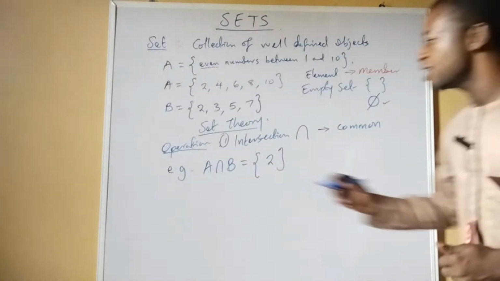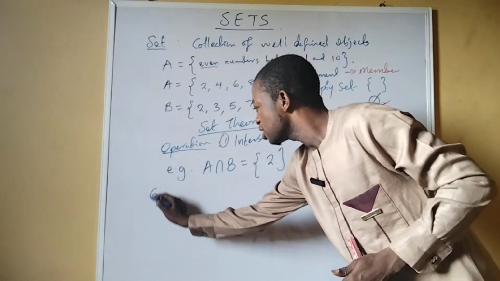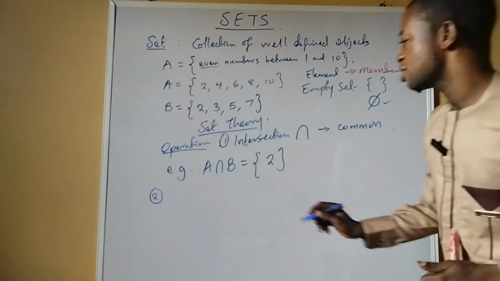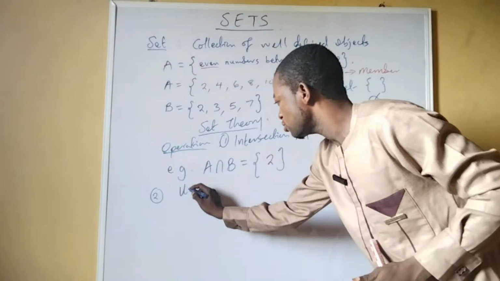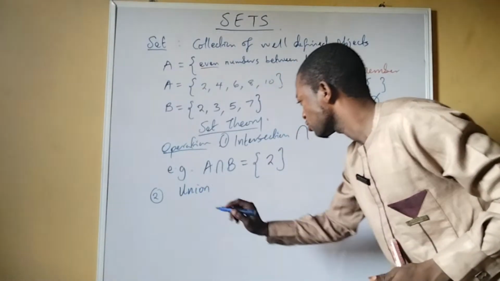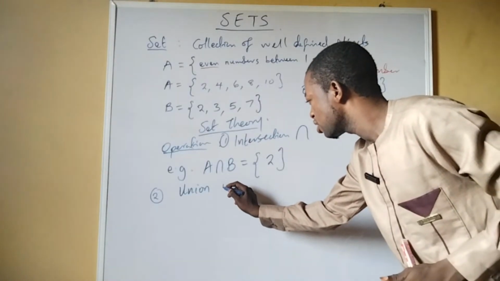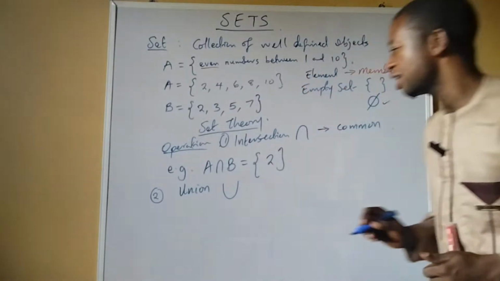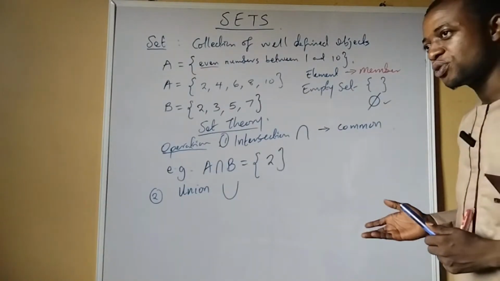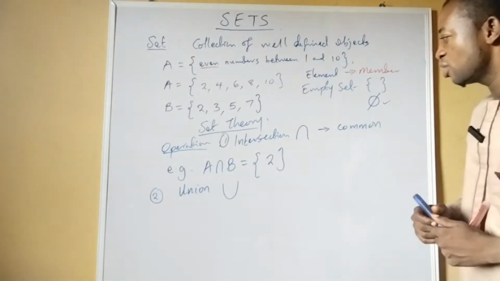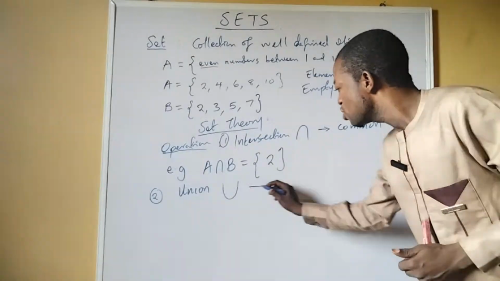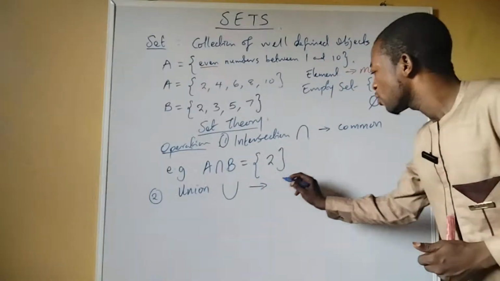All right. Now let's look at the next operation here, and that is union. Union is represented with something like the letter U, but it's not the letter U. Just like a letter U. So union means combination.